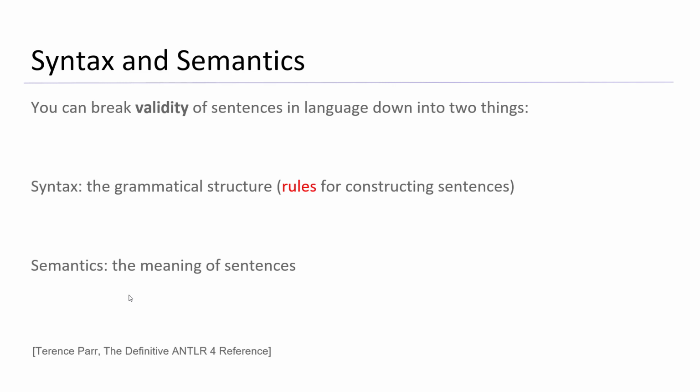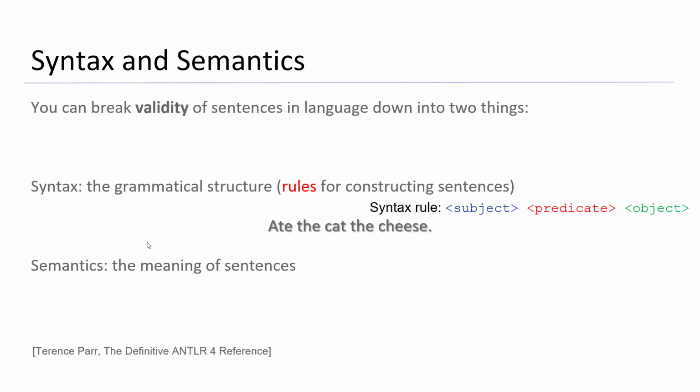Consider, for example, the sentence, "ate the cat the cheese." You can clearly see that this sentence is grammatically incorrect. The reason is that there is a syntax rule in English which says that a sentence should be composed of three things: a subject, a predicate, and an object. And usually a subject comes before the predicate and the predicate comes before the object.